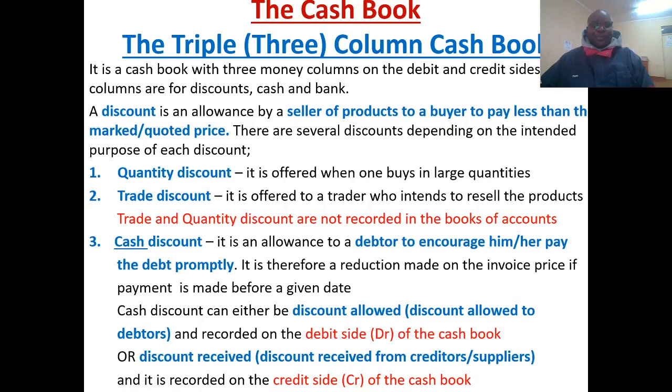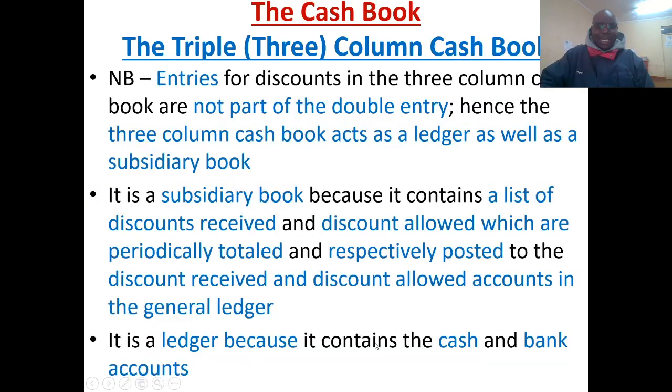So, a business person may encourage debtors to pay promptly, and when they pay promptly, they get a reduction in the price of products. So, on the debit side, we have discount allowed to debtors. And on the credit side, we have discount received from creditors or suppliers.